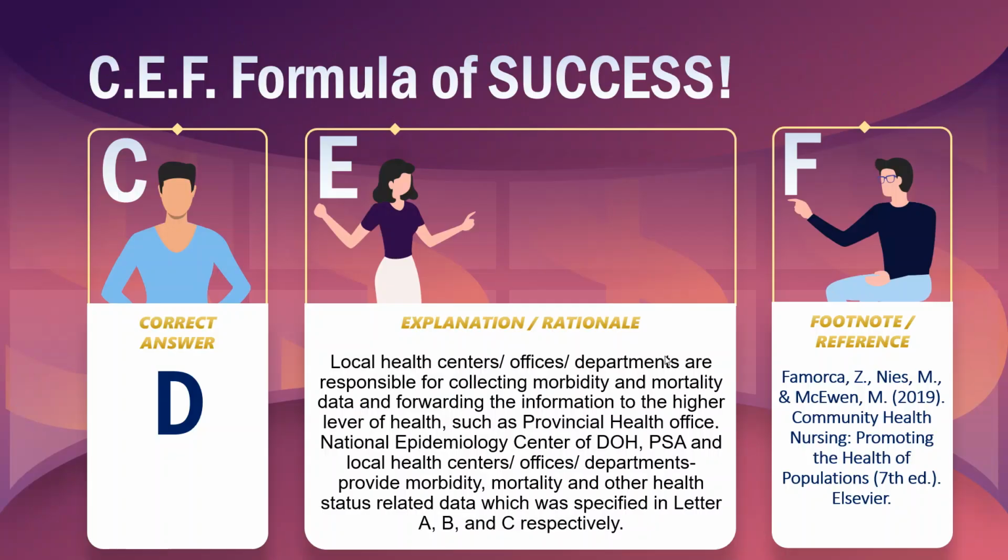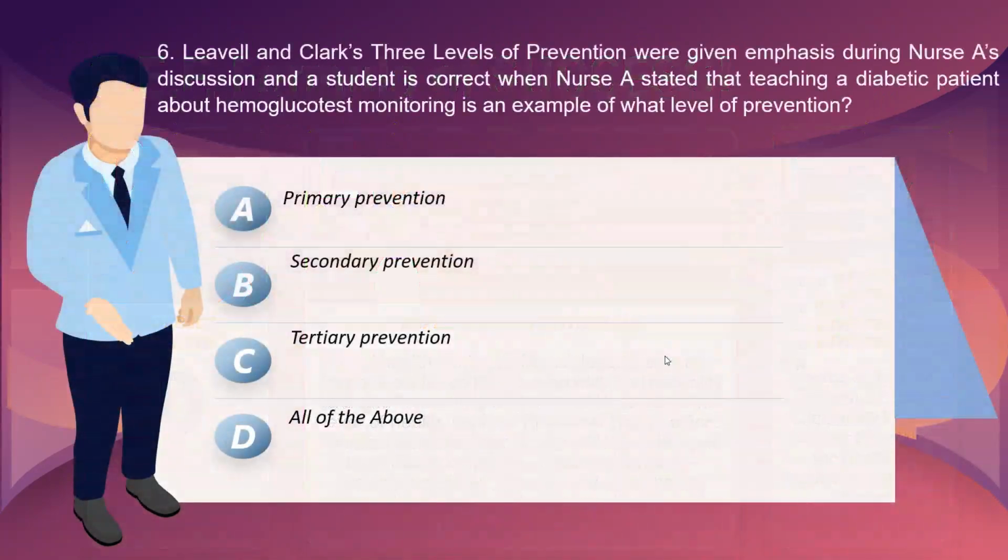So we have local health centers, offices, or departments responsible for collecting morbidity and mortality data and providing the information to the higher level of health, such as the provincial health office, the National Epidemiology Center of the DOH, and the PSA. The local health centers, offices, and departments provide morbidity, mortality, and other health status related data, which was specified in letters A, B, and C respectively. So the answer is Delta.